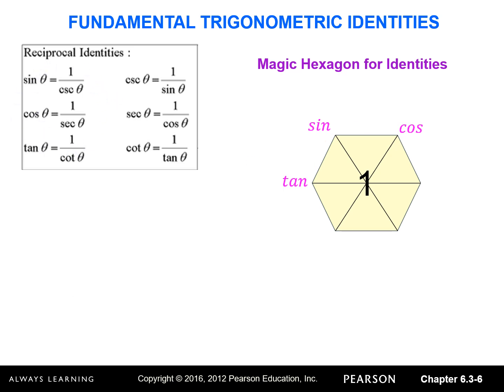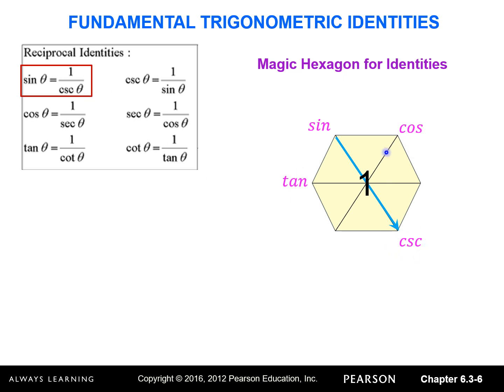Then for the rest, we will be starting with the reciprocal identities. So let us start. The first reciprocal identity is sine theta, which is equal to 1 over cosecant theta. So here, sine theta is equal to 1 divided by cosecant theta. If you are using a straight arrow, that is division. Again, sine theta is equal to 1 divided by cosecant theta. And that is the first reciprocal identity.